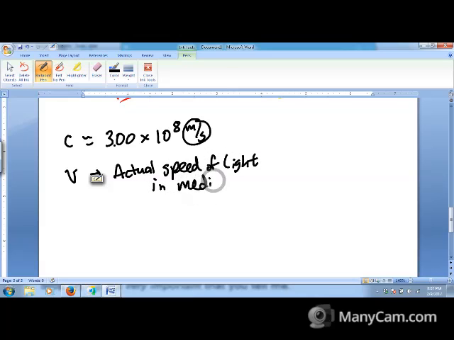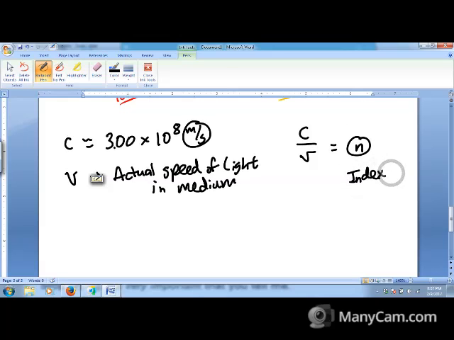So how quick is light traveling in water or glass or diamond or gallium phosphate or whatever? Basically all these particles are interrupting it, and it's going to be probably slower than this. I want to talk about what would happen if I take c over v. I get my index of refraction. That's important, my index of refraction.